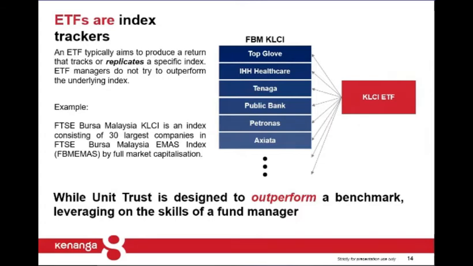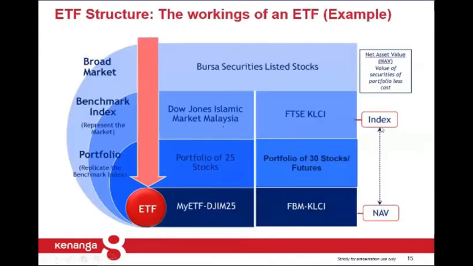So how does this work really? You've got the broad market, you've got all the stocks listed on Bursa, and these stocks are then distilled into an index which is designed to represent the broader market. So you've got perhaps the FTSE Kuala Lumpur Composite Index, or Dow Jones. Dow Jones has created an Islamic market index as well to represent the Sharia compliant stocks. So from there, now you've got the index.